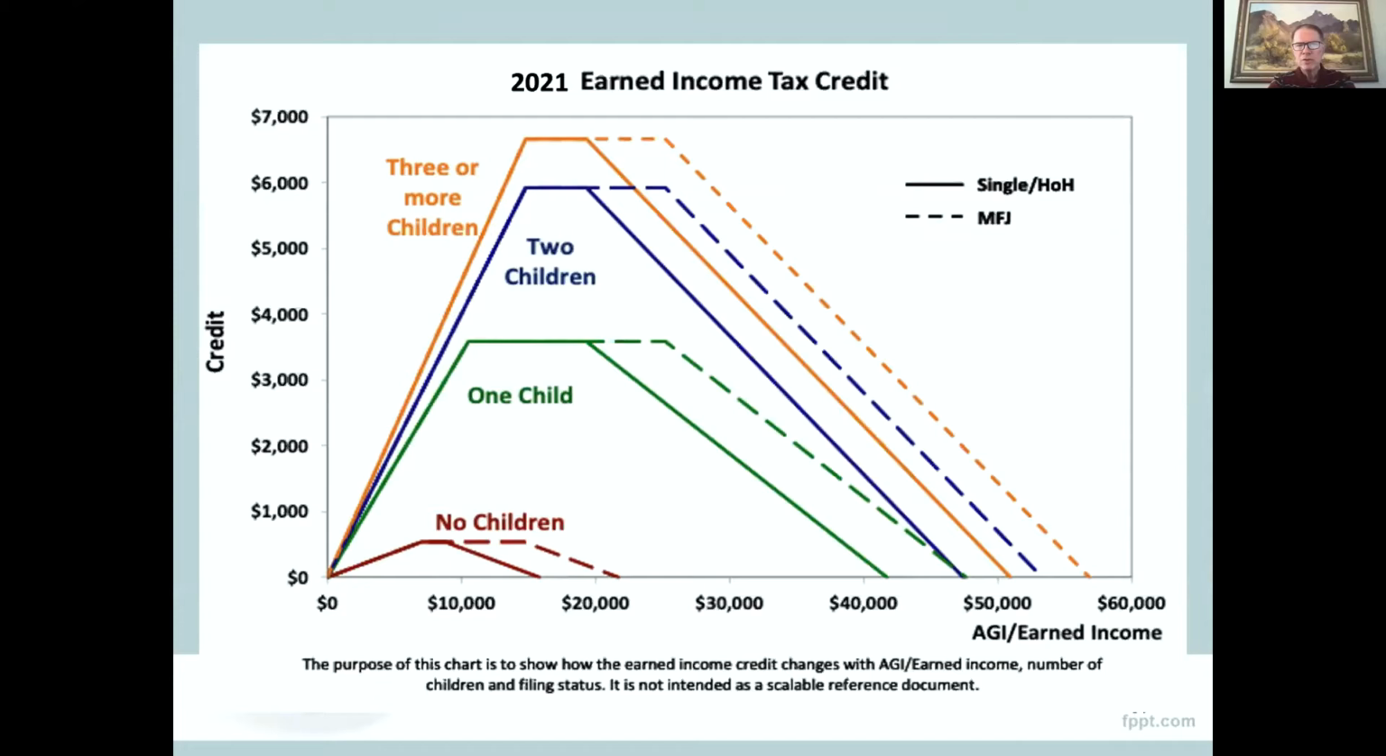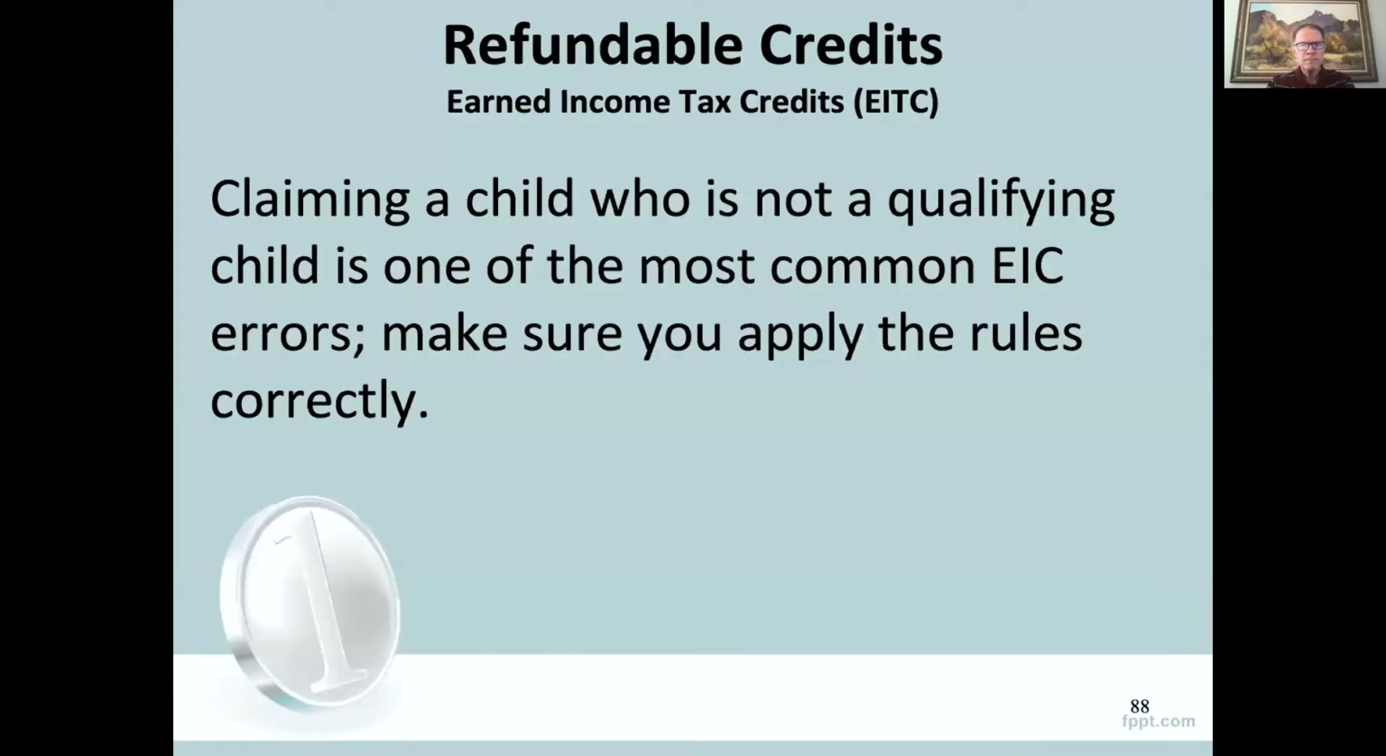This is a chart that kind of shows you, it's not really accurate, but it's a chart that shows you how the earned income credit can climb and then plateau and then gradually diminish as the income from the adjusted gross income increases. It also shows both single and head of household as well as married filing jointly amounts. The problem is that if you claim a child who doesn't qualify, that's one of the most common mistakes. So we want to make sure we apply the rules correctly.